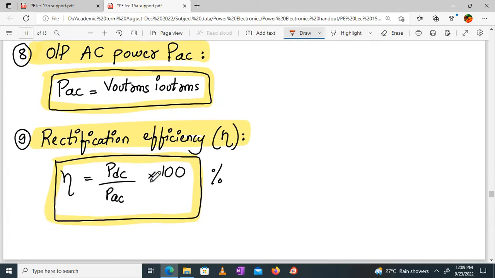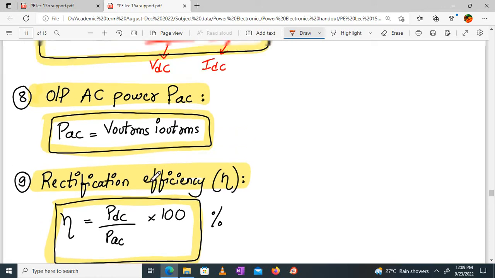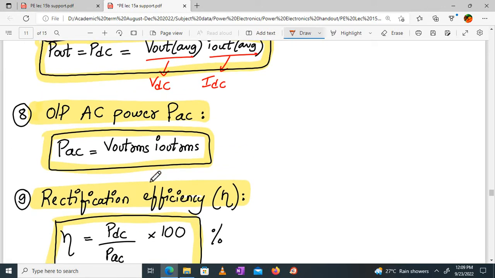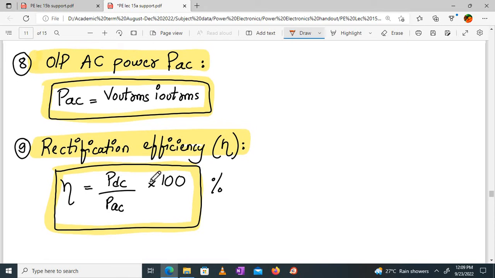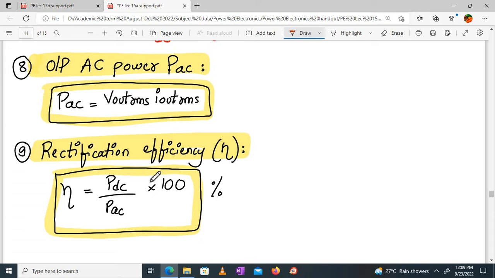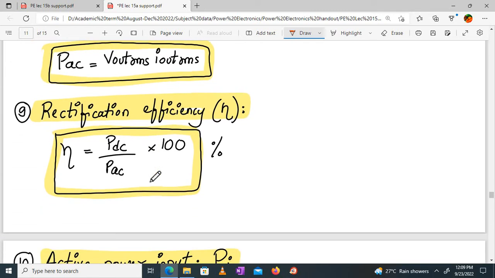Then rectification efficiency is output DC power upon output AC power, which is PDC upon PAC into 100. Written down? Come on, fast. Completed?